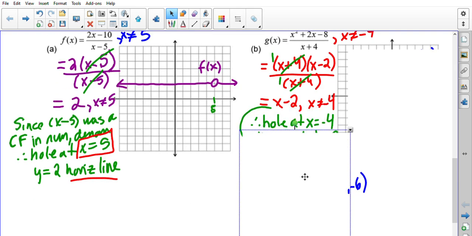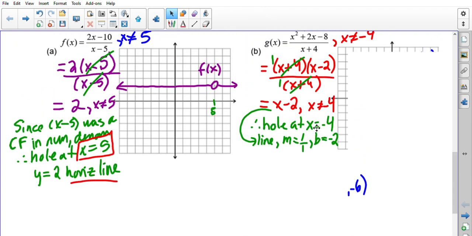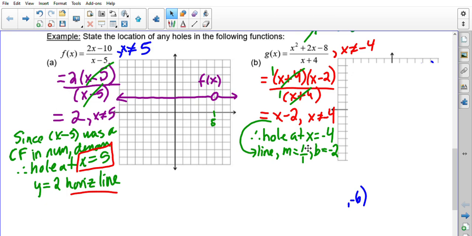Okay. So because I canceled out that factor, I know that there is a hole at x equals -4, and then I've got these key features to draw my line. If you are curious as to what the corresponding y value is for this x, so if you want to draw your hole first, that means I need to know what the y value is when x is -4. Remember, you're going to sub this back into the simplified version of the equation to find your y value.